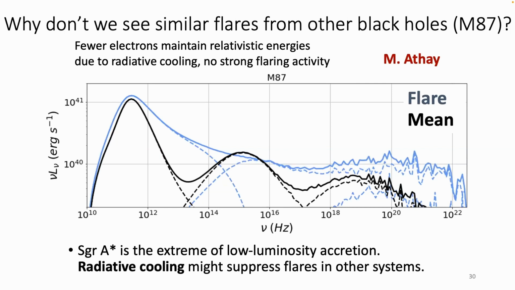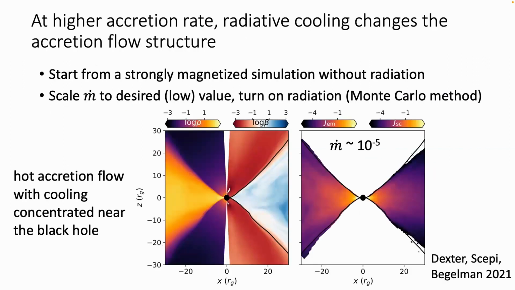Let's just try taking the same physical paradigm and scaling it up in mass accretion rate. As an experiment, in this case for stellar mass black holes, we just try turning on radiation and keep increasing the accretion rate as high as we can go, basically to ask at what point do hot accretion flows collapse into thin accretion disks? When does the cooling become so strong that it changes the structure of the disk?